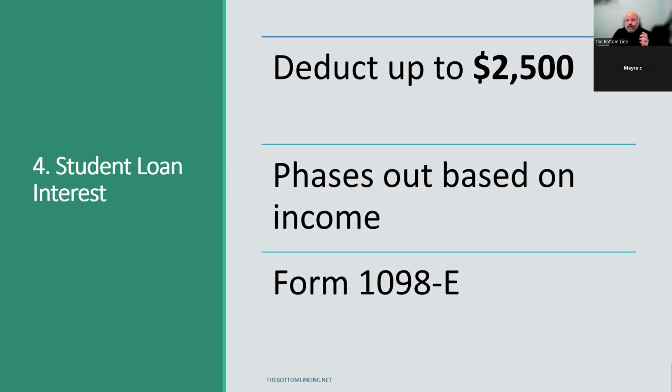Student loan interest, you can deduct up to $2,500 on your student loan. And this is on the interest that you pay on your student loan. Now there's phase outs for 2025. So this is going to be reported on 1098-E. If someone has paid on their student loan, the portion of their student loan payment that is for interest is deductible.